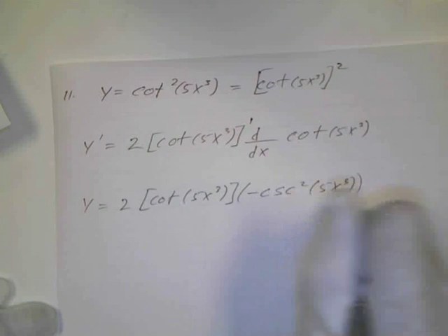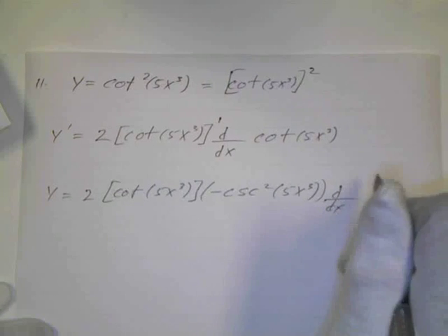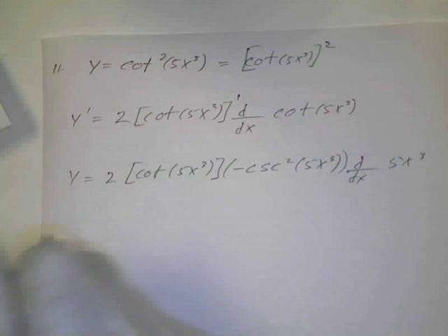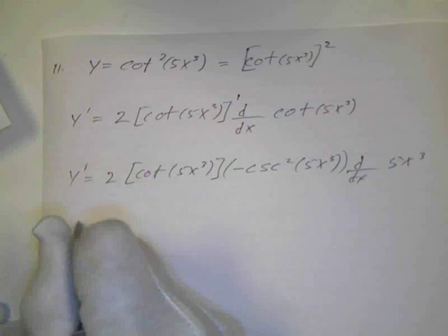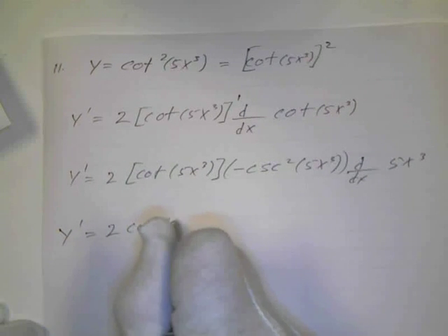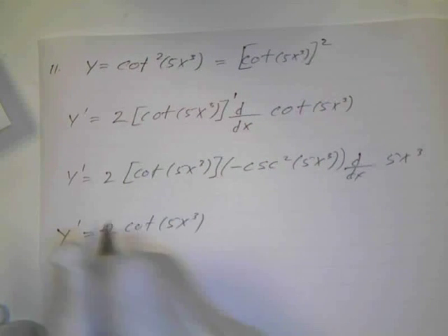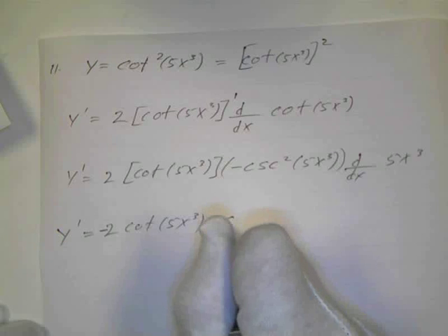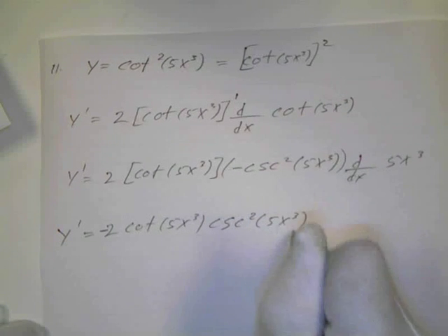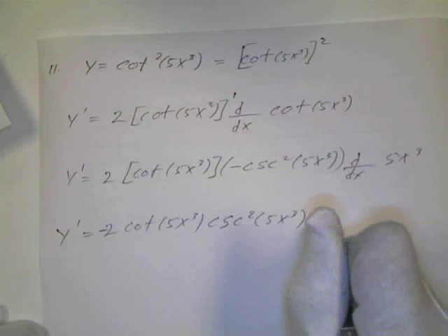But then I have to take the derivative of the inside, so that's going to be times the derivative with respect to x of the inside there, 5x to the third. This is y prime, excuse me. That's going to be 2 cotangent of 5x to the third. I can take this negative sign and put it out front here, negative, and then cosecant squared of 5x to the third. And what's the derivative of this? That's going to be 15x squared.